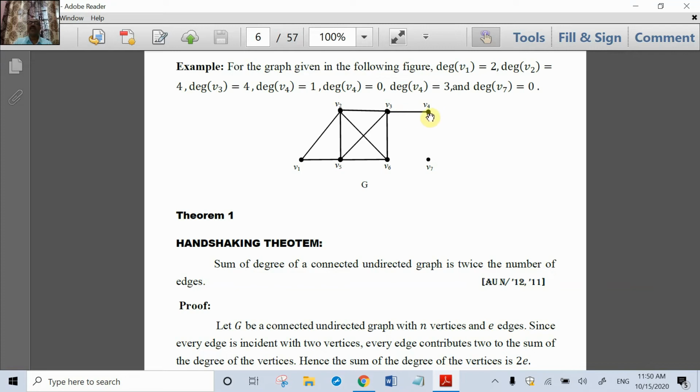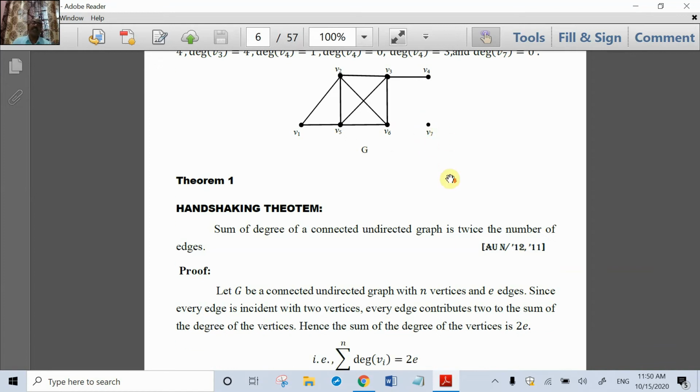Here only 1. Therefore, degree of V4 is 1. Here 3. Therefore, degree of V6 is 3. Here 1, 2, 3, 4. Therefore, degree of V5 is 4. Here no link. Therefore, degree of V7 is 0.